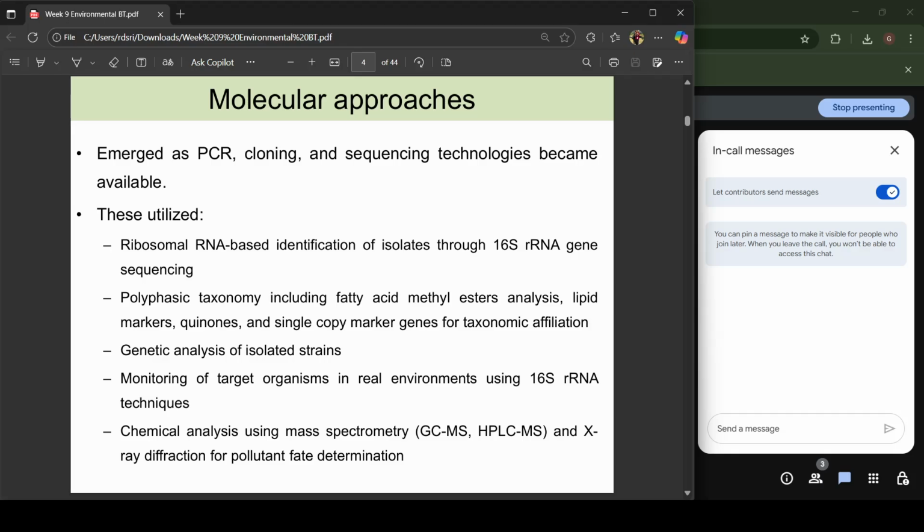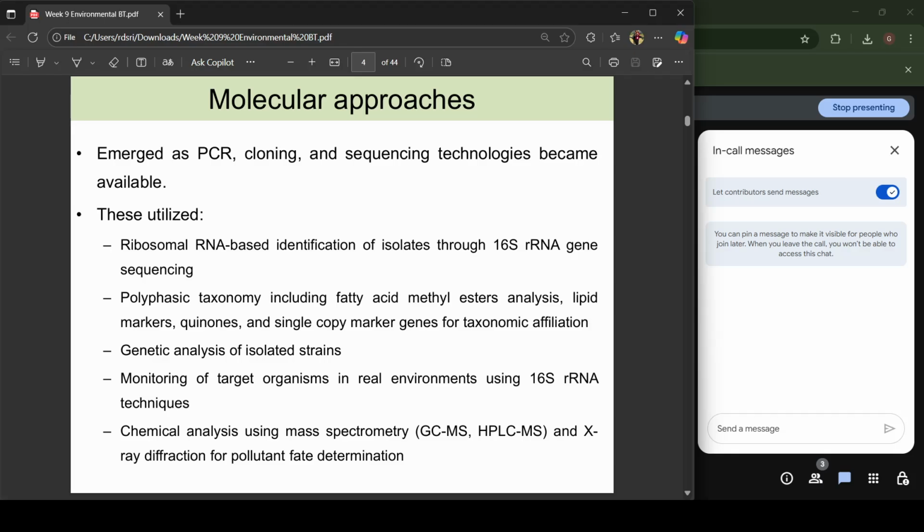We know that these molecular approaches were primarily designed based on the 16S ribosomal RNA because it has both conserved and variable regions. Also, polyphasic taxonomical studies were done, like FAME analysis, fatty acid methyl ester analysis, lipid markers were studied, quinone signaling was studied, and analysis of single copy marker genes was done. Based on this, scientists tried providing a taxonomic affiliation for the microorganisms. And then genetic analysis of the isolated strains was performed. This is because of the advent of cloning and sequencing.